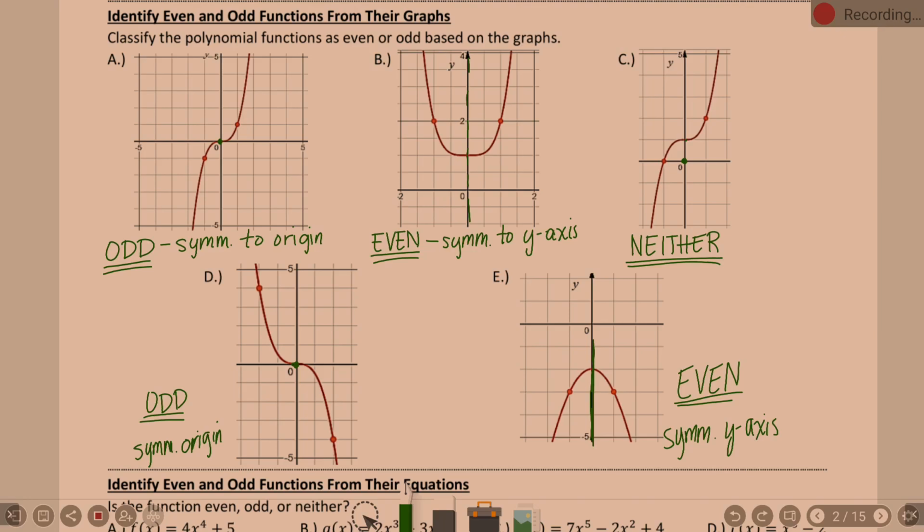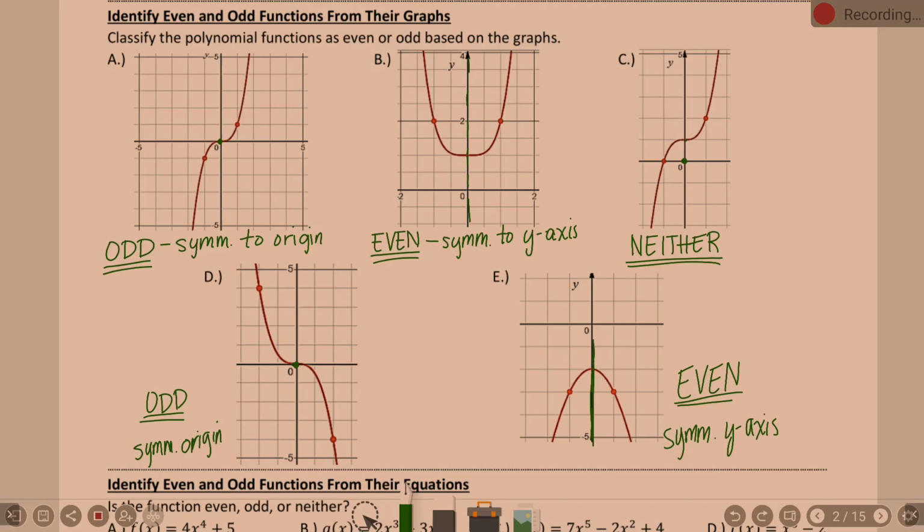The graphs are the easy part, right? It's kind of easy to see. You have that physical look. I like it when I see graphs. Now, will we always have graphs, though? No, of course not. So, on the bottom part, you'll notice the same question.